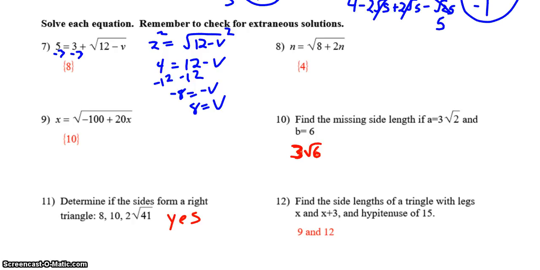Now I do have to make sure that works. So what you do is you plug in 3 plus square root of 12 minus 8. And that does equal 5. So this answer does work.